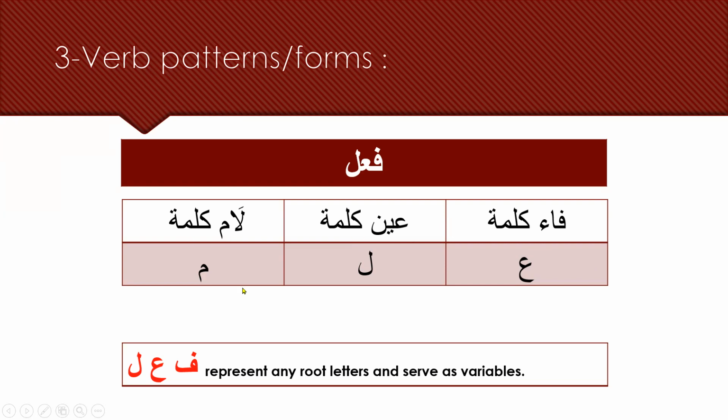So any letter that comes in place of fa is called the fa kalima. Any letter that comes in the place of ain is called the ain kalima, and any letter that comes in the place of lam is called the lam kalima. So here, these three root letters we are using right now: ain is our fa kalima, lam is our ain kalima, mim is our lam kalima, alama. We are using these three root letters with the fathas.